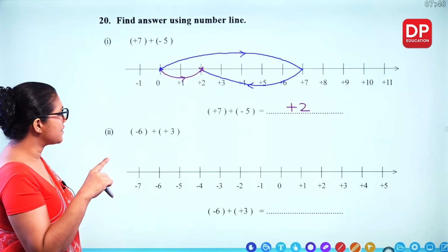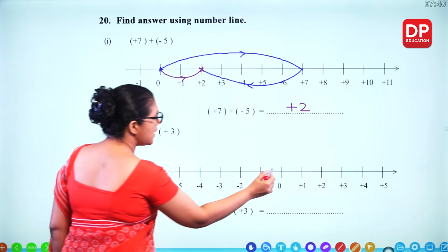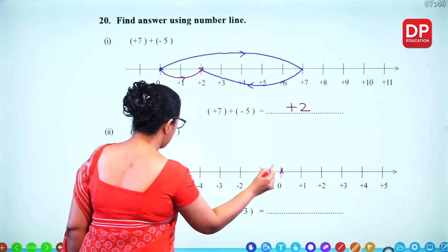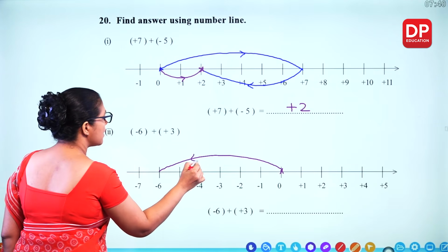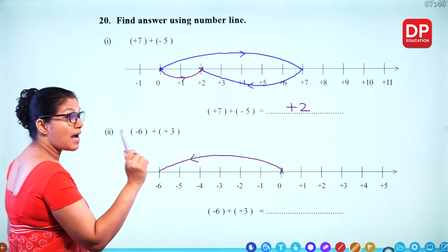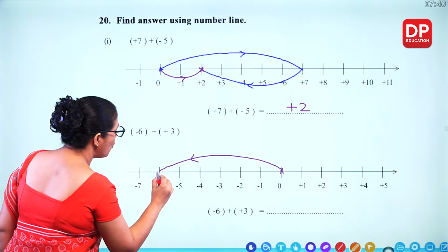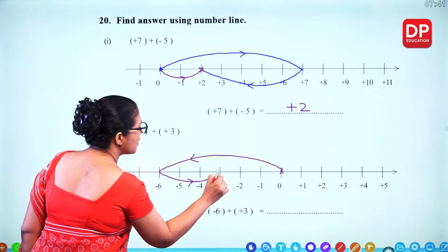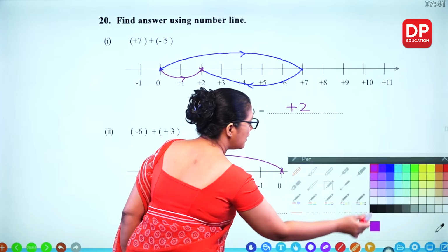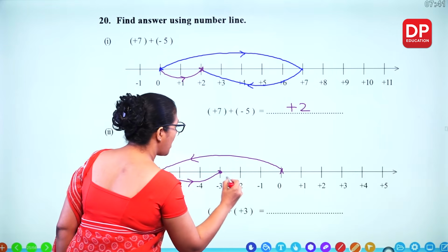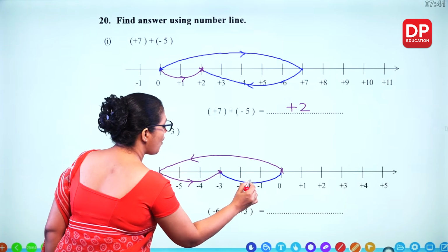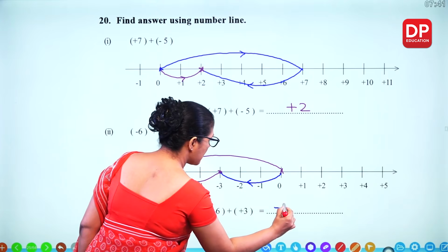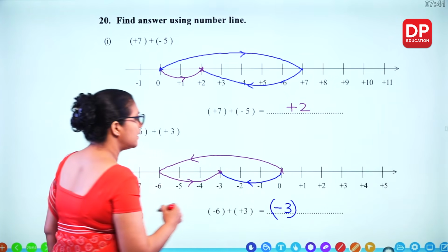Minus 6 and plus 3. Starting from 0, minus 6 means 6 squares to the left. And adding 3 now. Adding 3 means move 3 squares to the right. So what's the position here? So minus 3 from here. So the answer is minus 3.